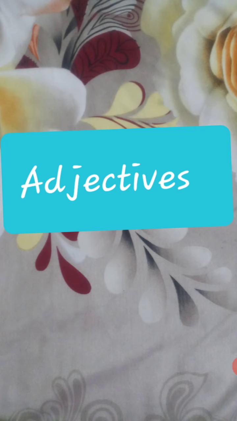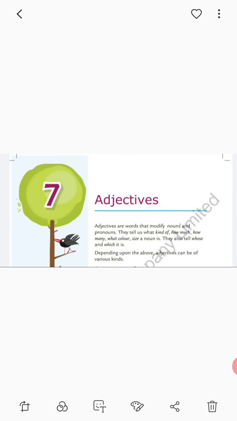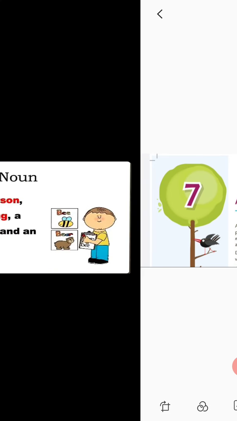Today, we are going to talk about adjectives. Chapter 7 from your grammar book. An adjective is a word used to add something to the meaning of a noun. So let's recap nouns before we start.